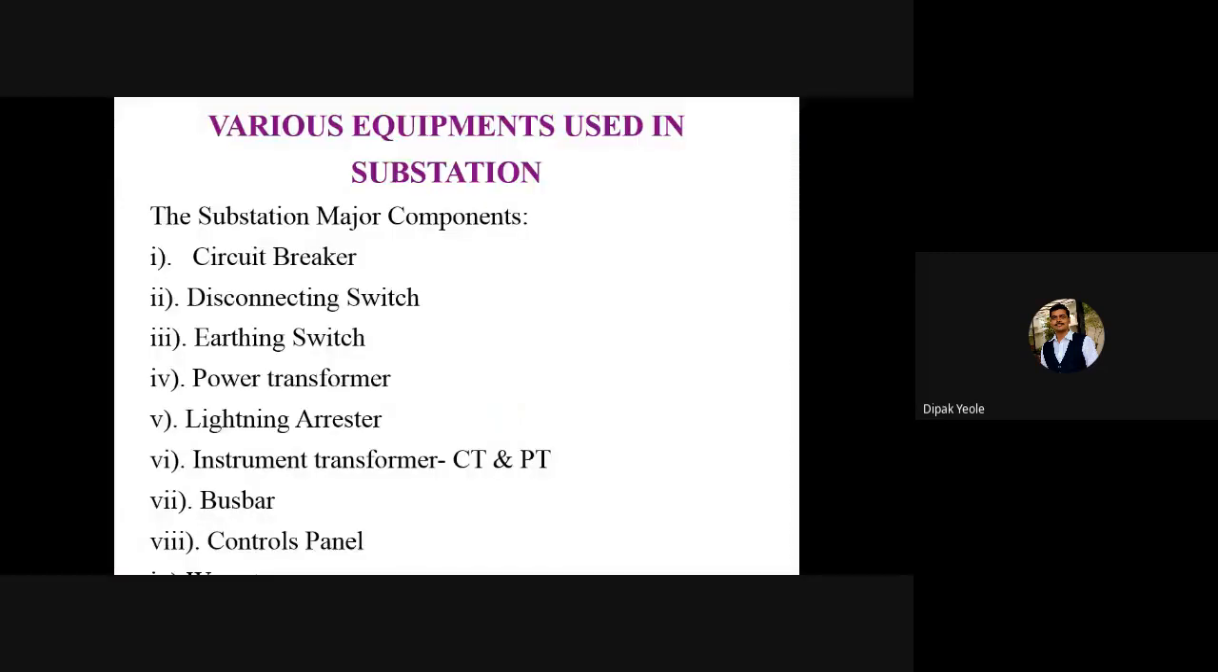So these are the various components used in the substation. I have made a list of 9 components, and if you are able to draw the symbols, then it is a wonderful thing for you also. The circuit diagram, the first component, the disconnecting switch, is nothing but the isolator that I already explained to you. After that, we are interested in the earthing switch, power transformer, lightning arrestor, instrument transformers, CT and PT, the bus bar, we need the control panel, and we need the wave trap. So we are interested in the function of these.